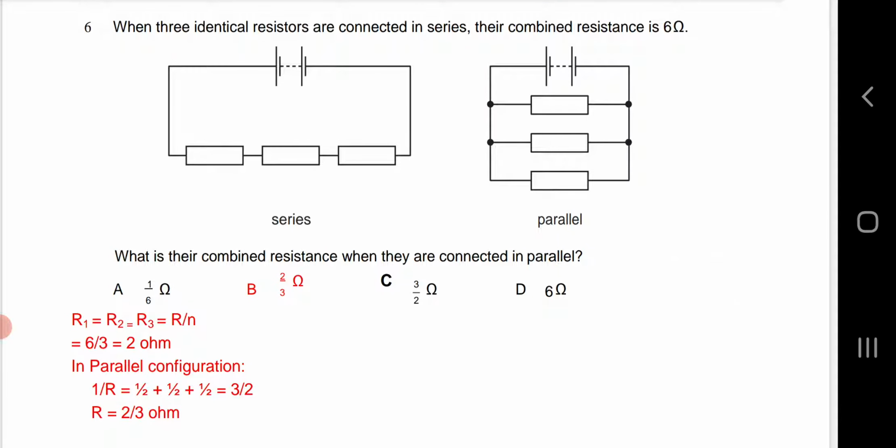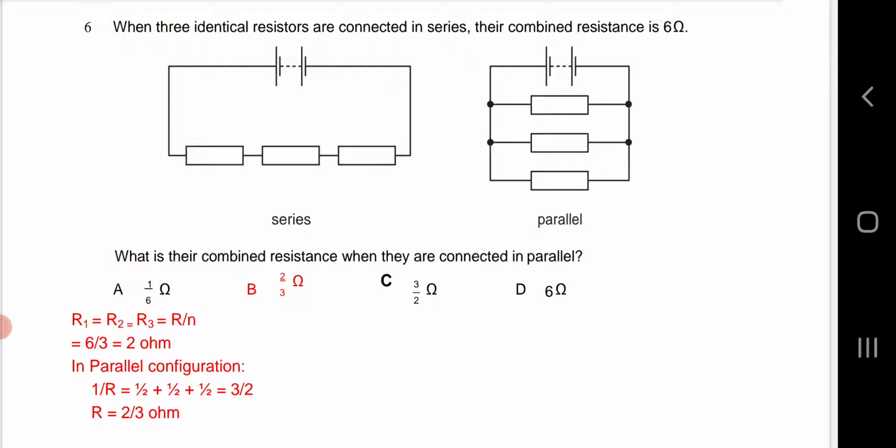Question number 6. When three identical resistors are connected in series, their combined resistance is 6 ohm. What is their combined resistance when they are connected in parallel? As three resistors are connected in series and their combined resistance is 6 ohm, the value of the individual resistor is total resistance divided by the number of resistors. This is the formula. Total resistance in series is 6 ohm and the number of resistors is 3. So 6 over 3 is 2 ohm. So 2 ohm is the value of the individual resistor in series combination.